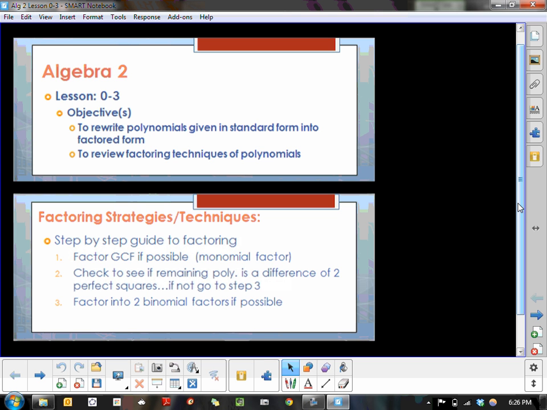The second step should always be to check the resulting polynomial. If I do factor out a monomial, then I'm going to look at the new polynomial that has formed and check to see if it's a difference of two perfect squares, because they have their own unique factoring technique. If not, go to step number 3, which is factor it into two binomials. So it's kind of a one-two punch. You first factor out your monomial, which is a single factor, and once you do that, then you try to break it down into binomials or double monomial factors. So that's kind of an outline of the strategies that we're going to use.